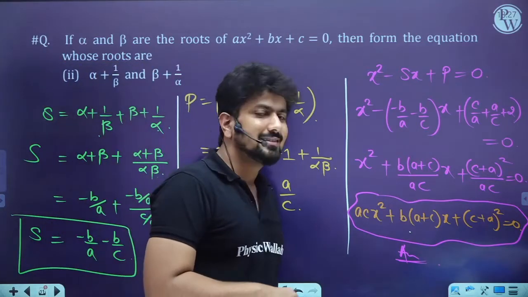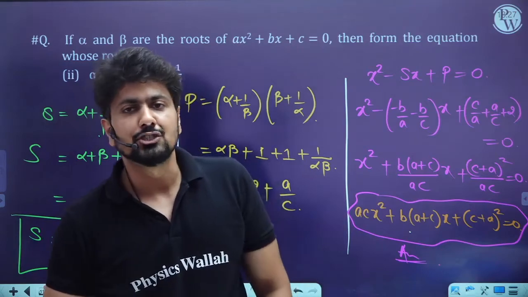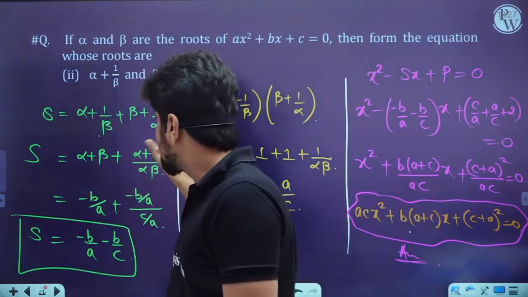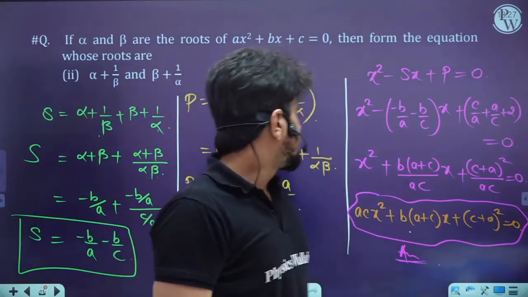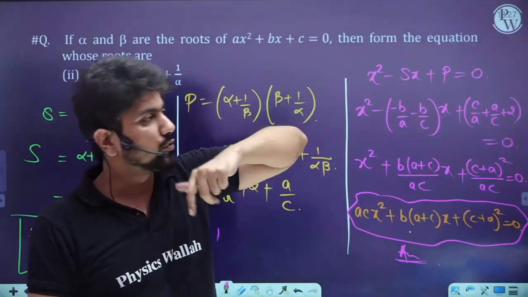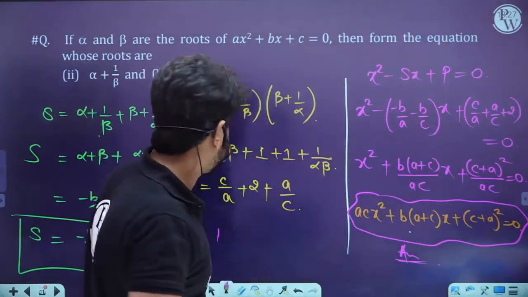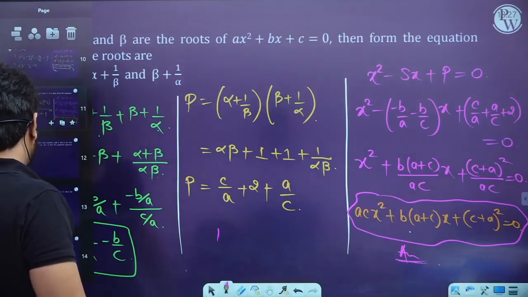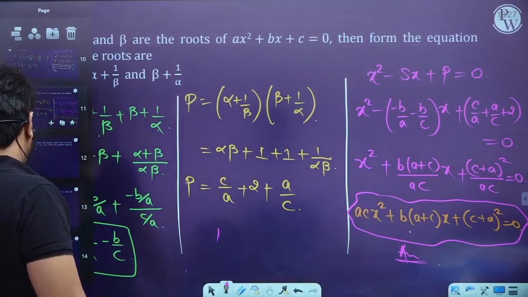So I hope this type of question is pretty much clear to each and every one of you, and how to tackle these types of questions. If you want to form an equation, just get the sum of roots and product of the roots. You can form an equation. As simple as that. Okay, moving ahead. Like this question.